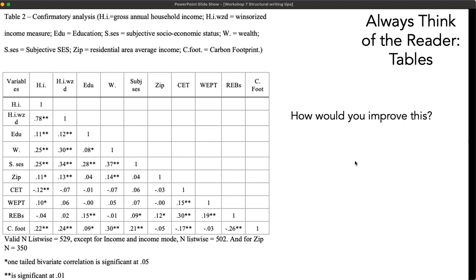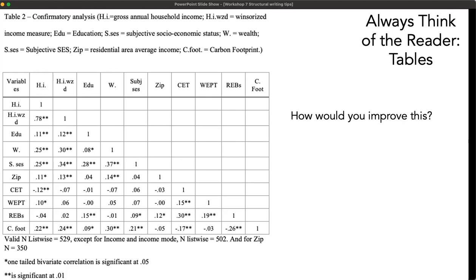Is there anything that can be removed from this? You know, my great love is removing ink from the page. Maybe take out the vertical lines. You can take out the vertical lines. That's correct. That's not APA. And actually, you can take out many of the horizontal lines as well. You don't need them between every cell.